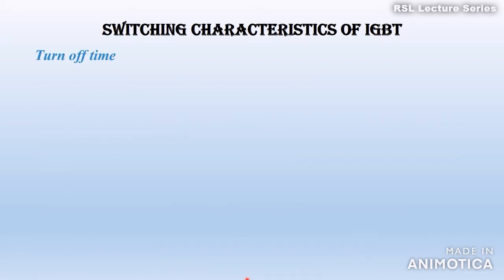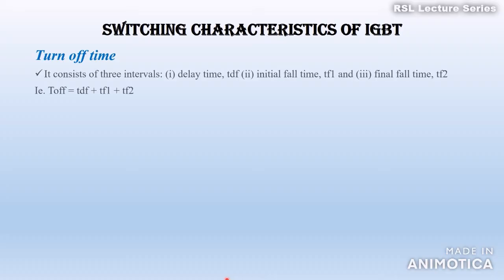So next we'll see the turn off time. Turn off time is also divided into 3 intervals. One is the delay time, second one initial fall time TF1, and third one final fall time TF2. So now the turn off time is given by the sum of TDF plus TF1 plus TF2. So we'll discuss one by one.